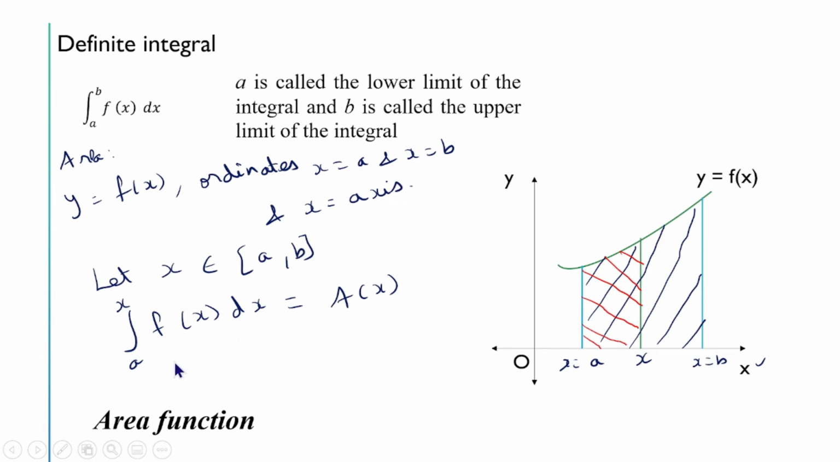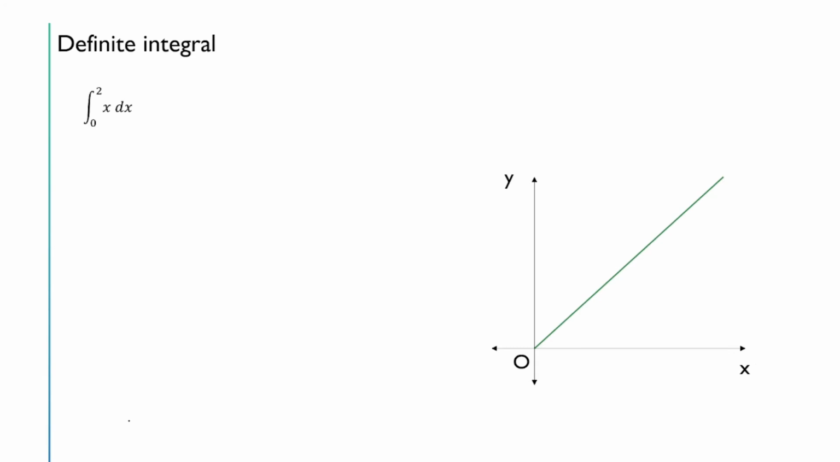Now why we call this function the area function, I will explain with an example. Let us take an example, integral 0 to 2 x dx. This integral 0 to 2 x dx, we can calculate as: integral x dx is x square upon 2, and we have the limits, upper limit is 2 and lower limit is 0. So this is equal to 2 square by 2 minus 0, which is equal to 2.